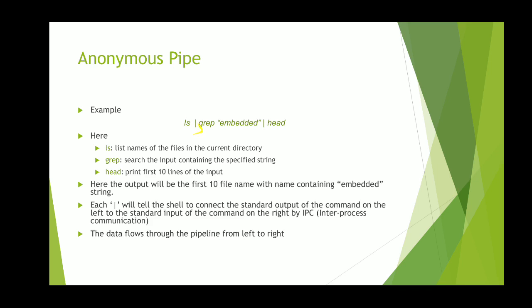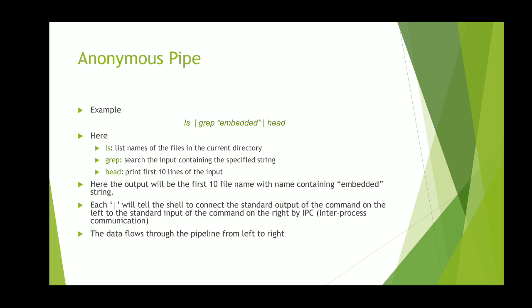The first command, ls, will list the names of the files in the current directory. So if you type ls in a terminal and press enter, we will get the list of files in that present working directory. Then the grep command is nothing but a search command. It will search the input containing the specified string.